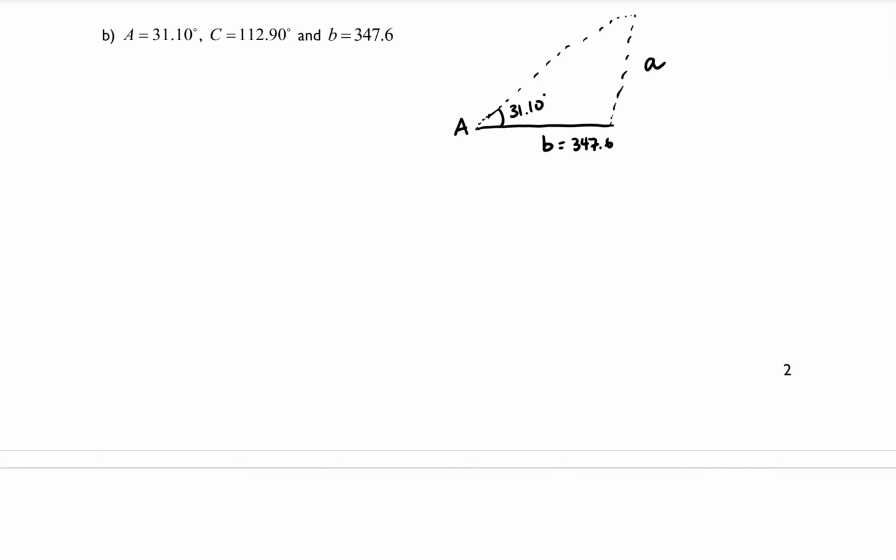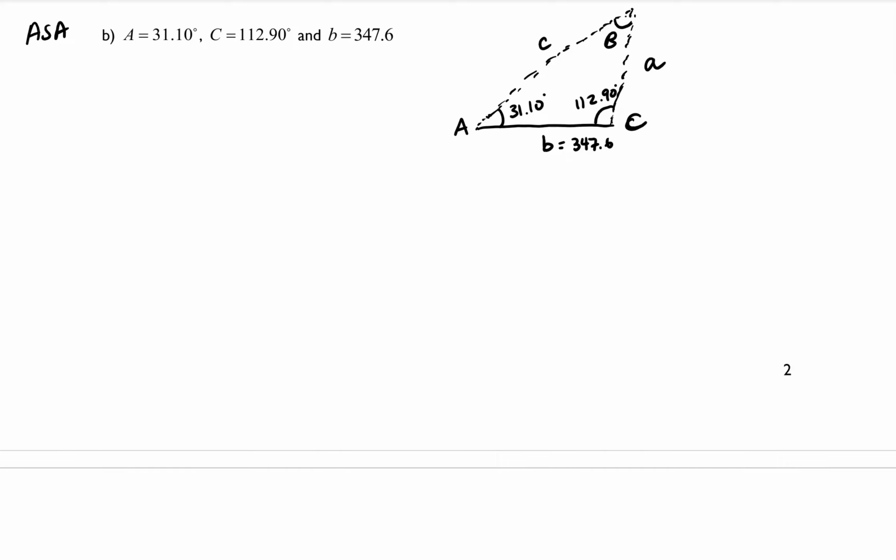And then this is angle capital C, and that is 112.90 degrees. And so that tells us that this is side length c. And then this would be angle capital B there. Okay, so here we have the angle side angle scenario, and we are going to use the law of sines.